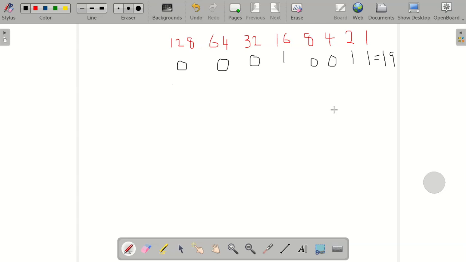What about 47? For 47, we first convert 47 into binary. So 32 plus 8 is 40, plus 4 is 44, plus 2 is 46, plus 1 is 47. So there we have our 47. Now take note, we don't want 47 but negative 47.